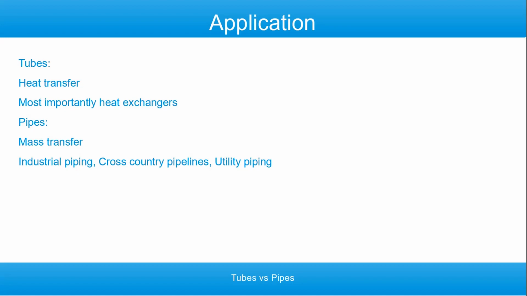All the entire transport or the mass transfer through the piping is done only using pipe, and it is not appropriate to use tube for the mass transfer application. The tubes are used only inside the heat exchanger. And other examples of pipes are the cross country pipeline and utility piping. Utility piping is water piping, steam piping, compressed air piping, or any other even plumbing application. Pipes are used for the purpose of mass transfer. So tube is for heat transfer and pipe is for mass transfer.